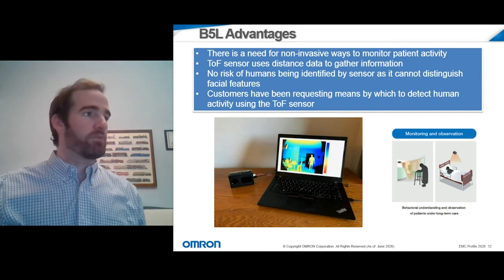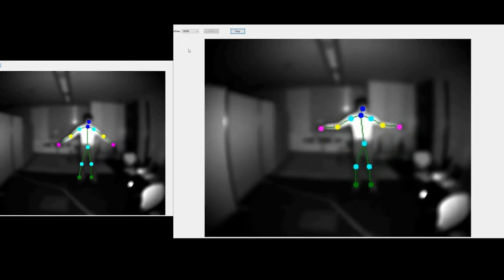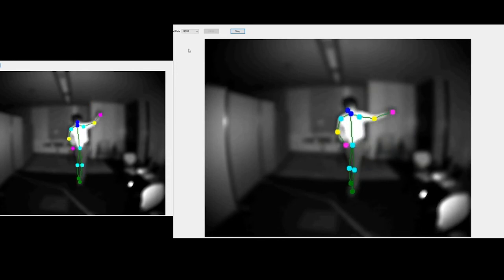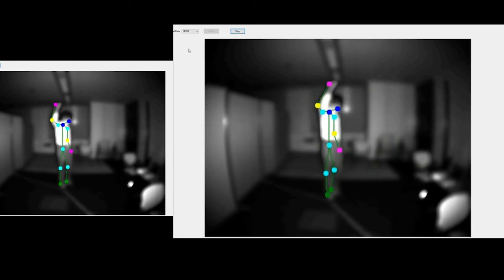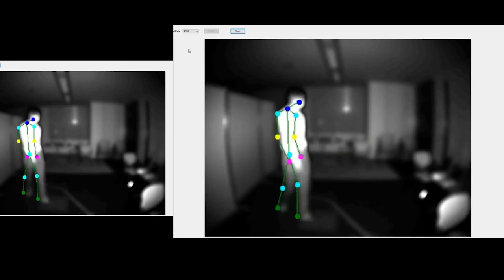So this is the first video of our sensor in action. This was one of the first tests that we had done just a couple of months ago. This is our sensor recording a room with a person moving in it. There is no other editing that we have done with it, and our skeletal detection software.